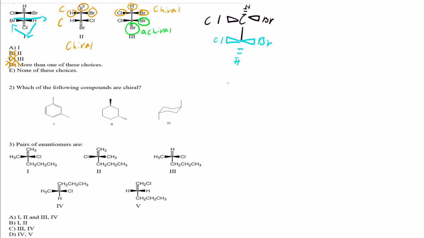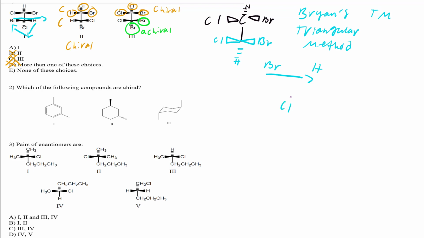So what did I do? Well, I did the triangular method. So to make it official, you could call it Brian's triangular method. Okay, the method, right? And you know, that's totally trademarked. So all I did was I put my bromine to hydrogen. So we went here, right? So bromine to hydrogen, and here's chlorine.